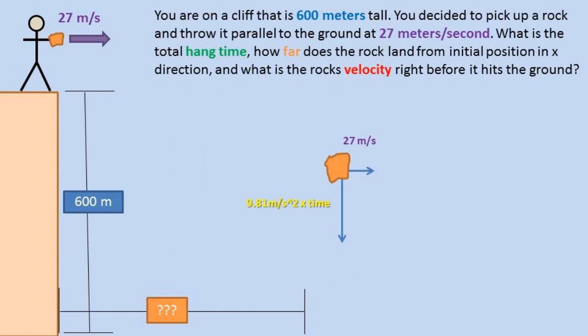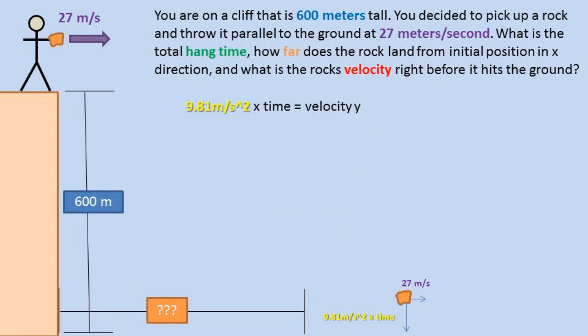Let's start off by breaking this problem down into x and y components. On the x side, we have a velocity of 27 meters per second. And on the y side, we have gravity multiplied by time in seconds to get a velocity in the y direction. The way the gravitational acceleration works is every second that passes after the rock leaves your hand, the rock's velocity will increase by 9.81 meters per second towards the ground.